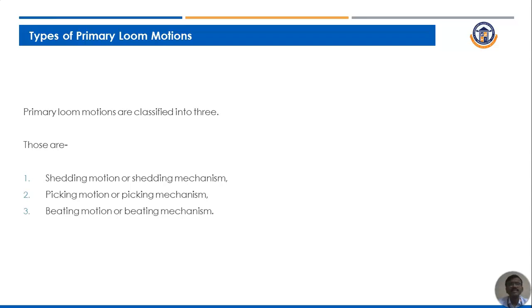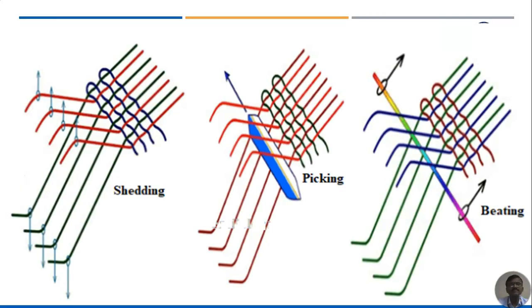The primary motions are divided into 3 different categories. One is shedding motion, then picking motion, then beat up motion. These together are one insertion of pick, one separation of warp, and one beating, converting into a fabric. I have put a simple diagram over here, easy to understand.